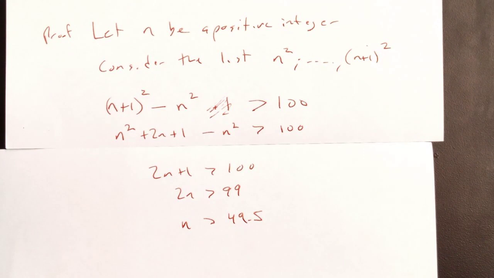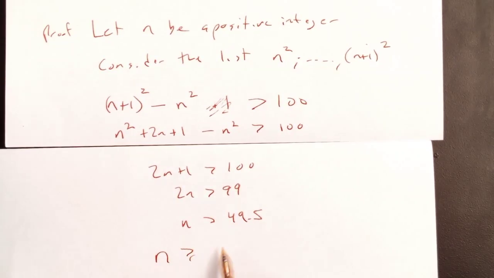Remember, I wanted n to be an integer, right? That means that n has to be at least 50. So, let me err on the side of caution. I'll start with 51. What's 51 squared?